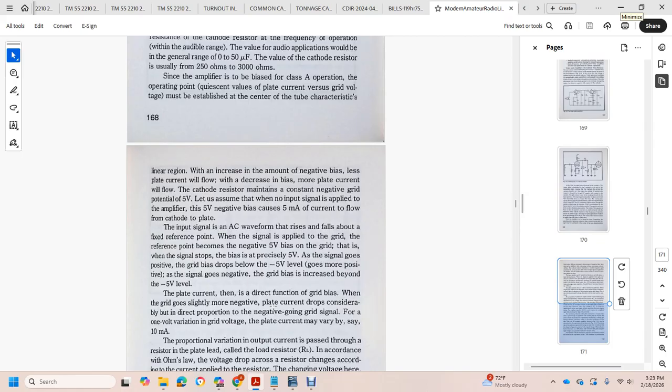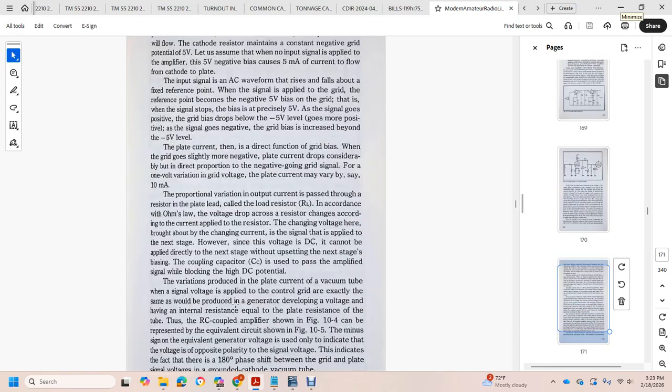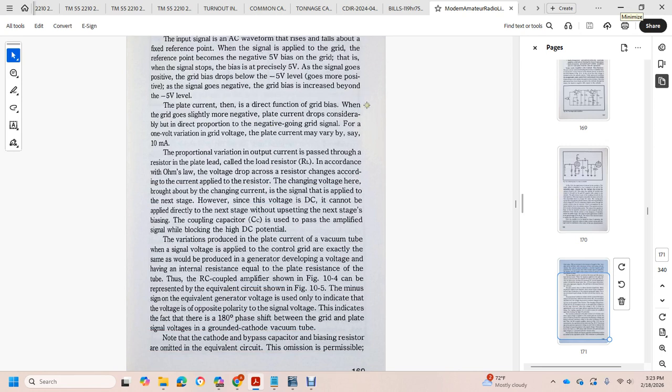When the signal goes positive, the grid bias drops below negative 5 volts. When the signal goes negative, the grid bias increases beyond the negative 5 volt level. The plate current, a direct current, goes slightly down as the grid goes more negative, in direct proportion to the negative-going grid signal. For a 1 volt variation of the grid voltage, the plate current may vary by 10 microamps.